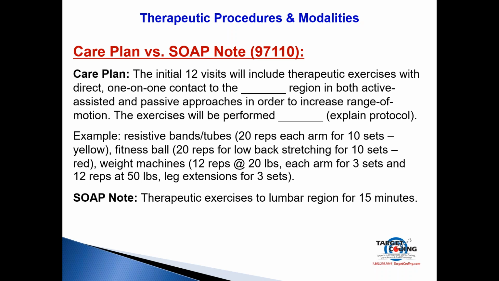So in your care plan, I would recommend you put something like this in it. The initial 12 visits will include therapeutic exercises with direct one-on-one contact to the, let's say, lumbar region, if you do active assisted or passive approaches, and the purpose to increase range of motion in this example, and explain your protocol. You're going to be using balls, bands, tubes, an exercise bike, weight machines. Explain it in extreme detail.